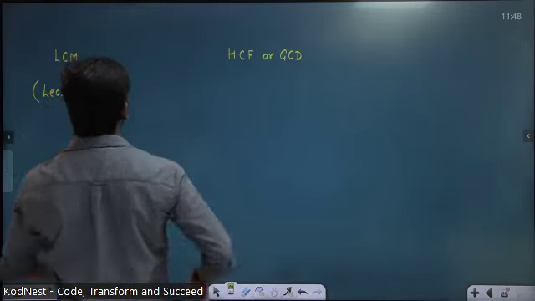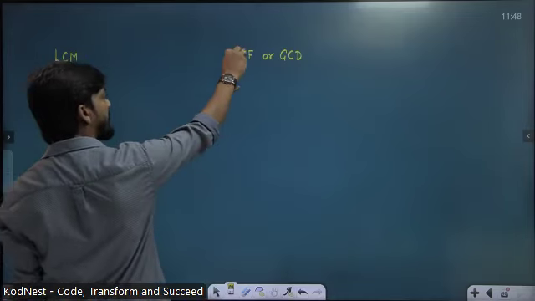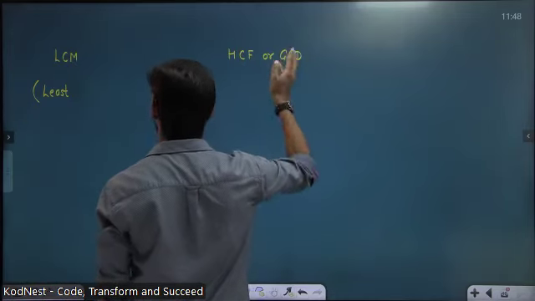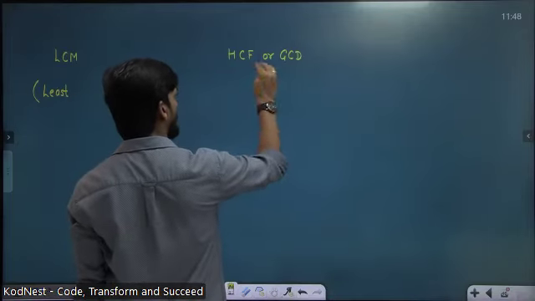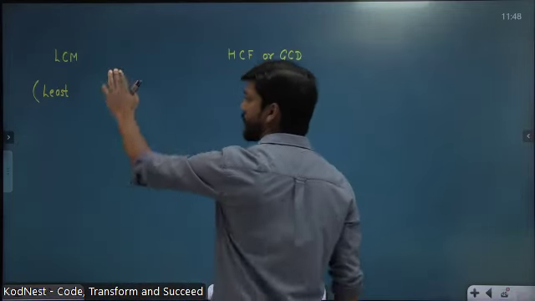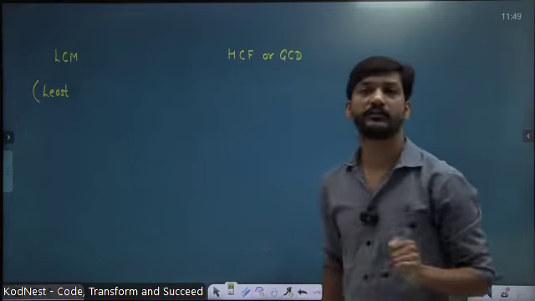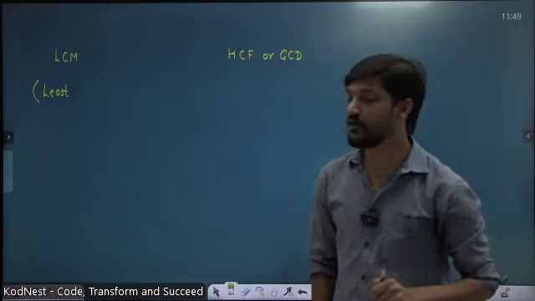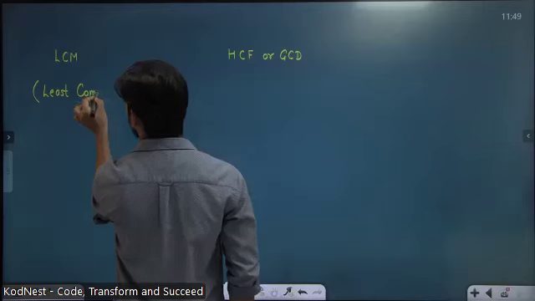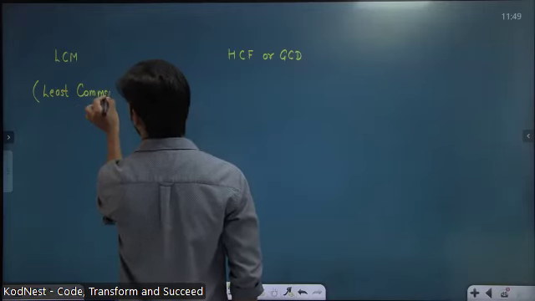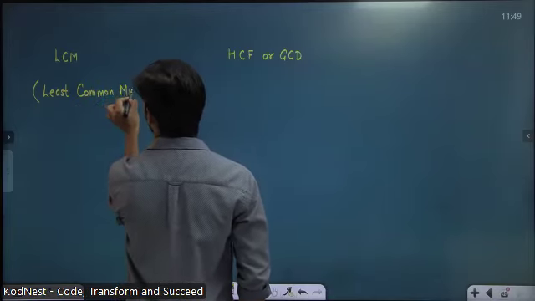So two things are there: LCM and HCF. HCF and GCD are the same thing, only the full form is different. The meaning is the same. LCM is the abbreviation for least common multiple.